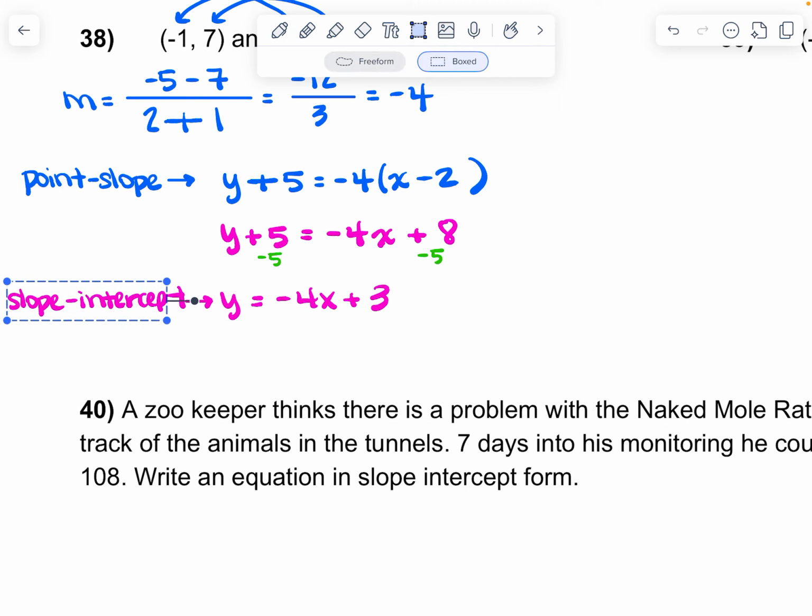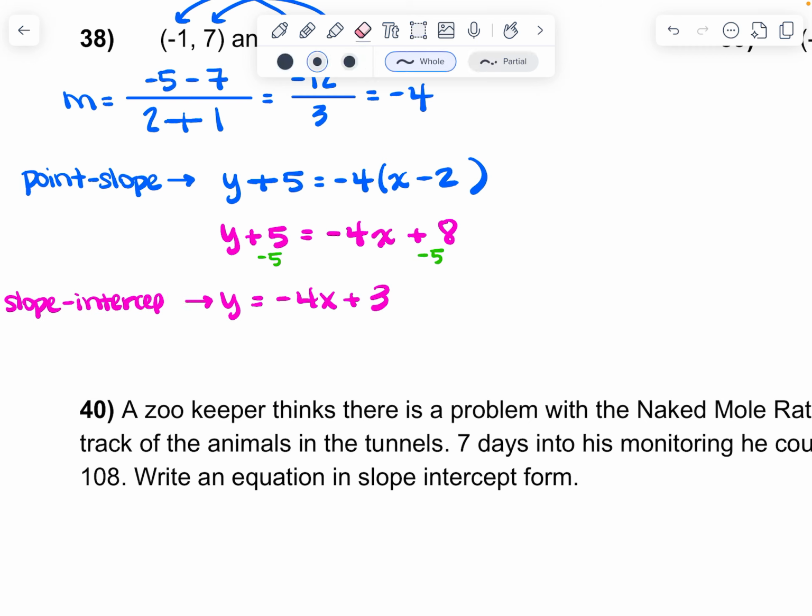That's a little cramped, but that's okay. Let me scooch that over so it's not so cramped. Give me a sec. Clean that up a little bit. Slope intercept. There we go.